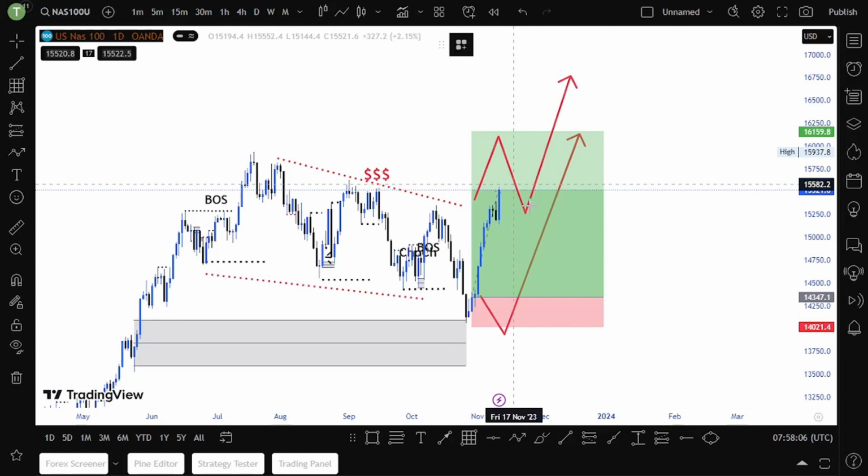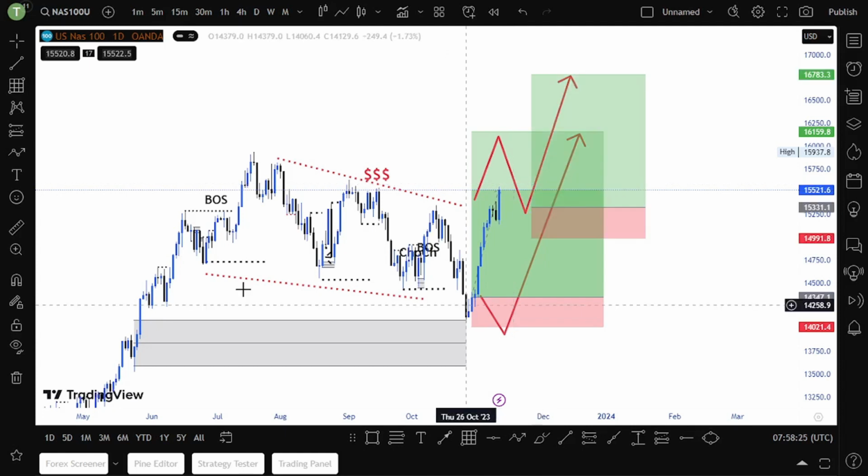So yeah, guys, that is my view on Nasdaq. This movement was just a pullback, and then price went lower to grab liquidity which is below here, and then we bought, because there is too much liquidity above this area. So I know price will continue to the upside.